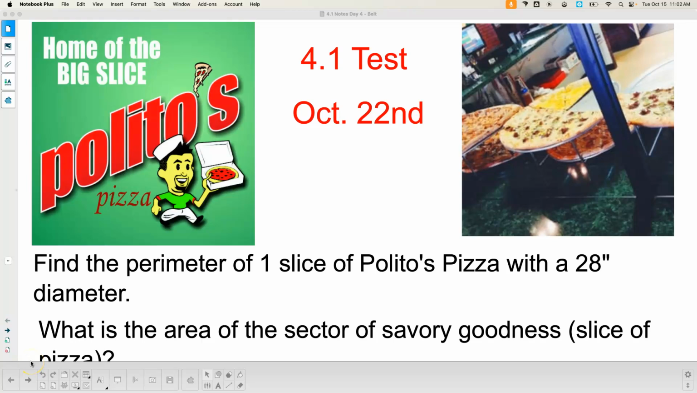So before we begin with talking about Polito's Home of the Big Slice, I do draw your attention to the middle of this slide where it says that your 4.1 test will be 1 week from today. We were going to have it after the long break, but we're like, nope, let's get it in before the break. You'll probably do better at it then.